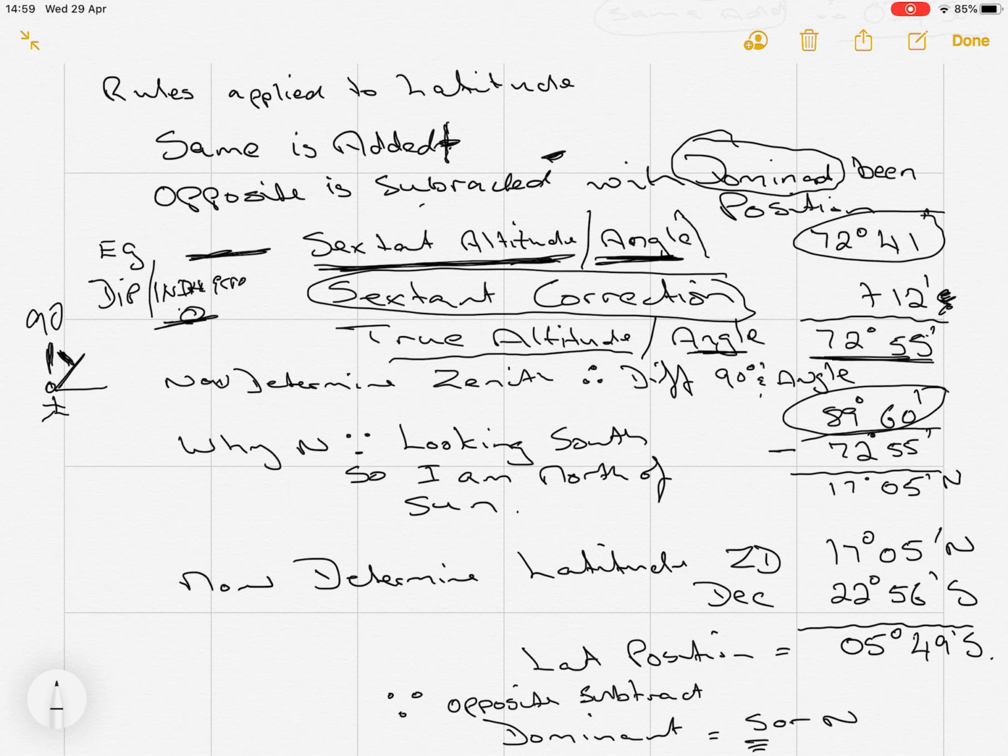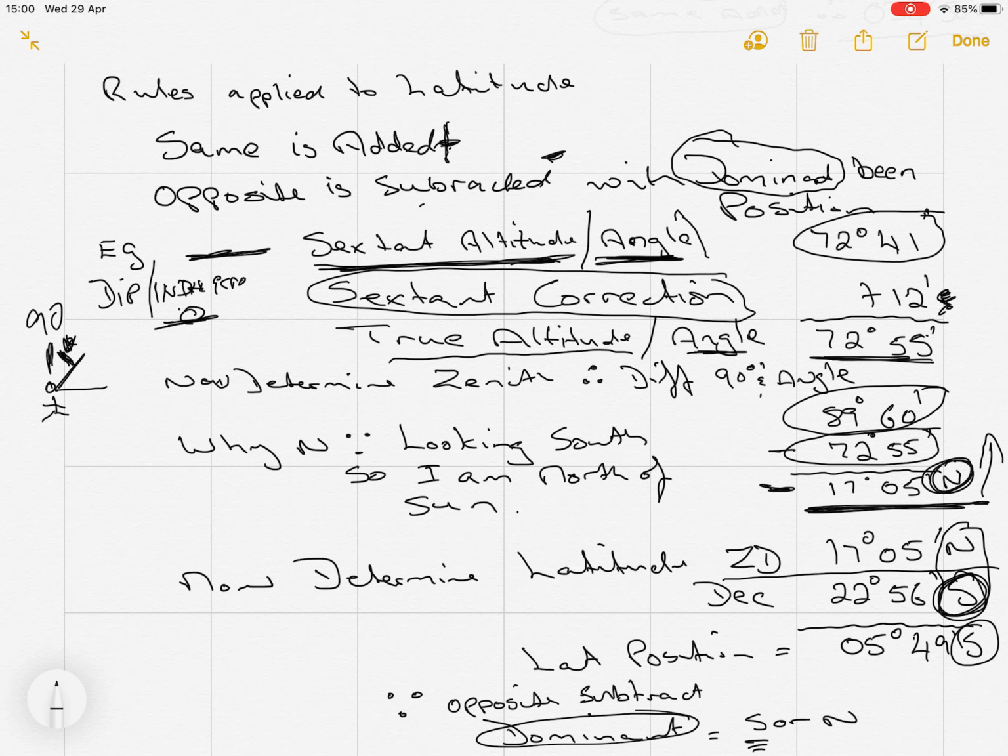I take off that angle to find this angle, and I end up with 17°05'. Why is it north? Because I was told I was looking south, which means I must be north of the sun. Now I determine the latitude. So that's called my zenith distance, this number here. So I put my zenith distance in here. This dictates whether I subtract or add them. They're opposite, so I have to subtract them. This is the dominant number, so I am in the southern hemisphere. Okay, south or north, dominant number.